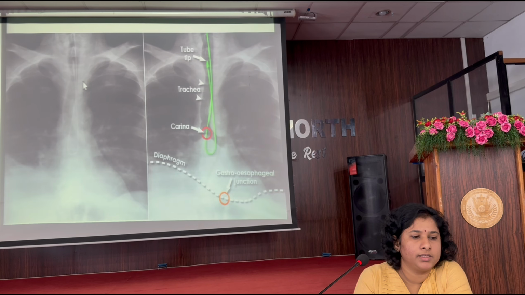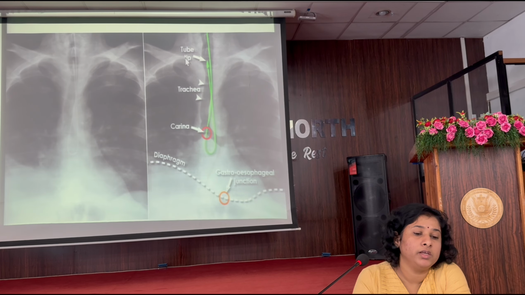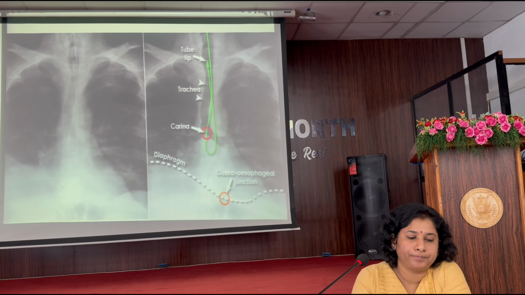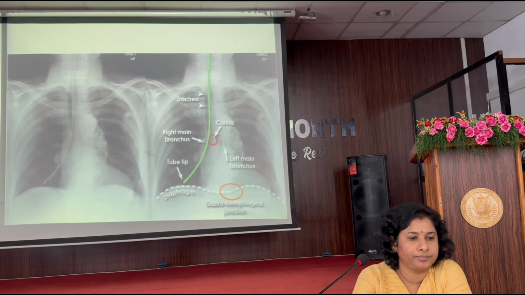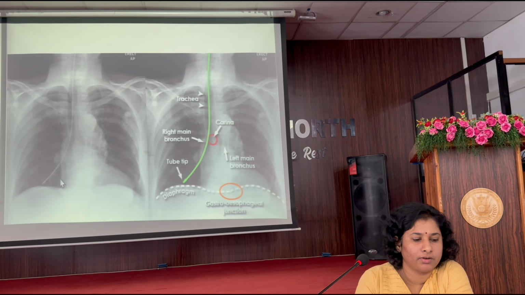Here, you can see the tip is still in the trachea. The NG tube is coiled and it didn't pass the gastroesophageal junction, and the stomach is not seen. So this is due to the coiling of the NG tube within the trachea. This can be due to tracheoesophageal fistula or esophageal atresia. Again, the ET tube is mispositioned within the right bronchus.